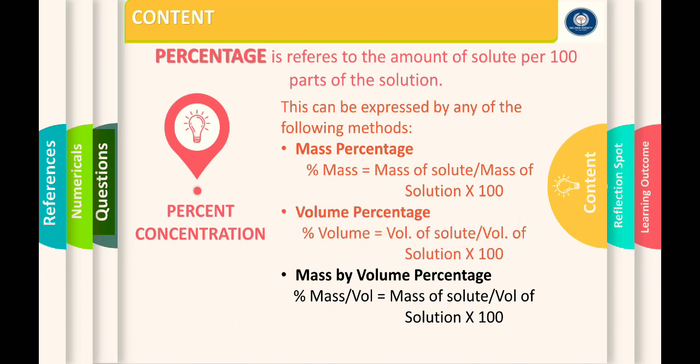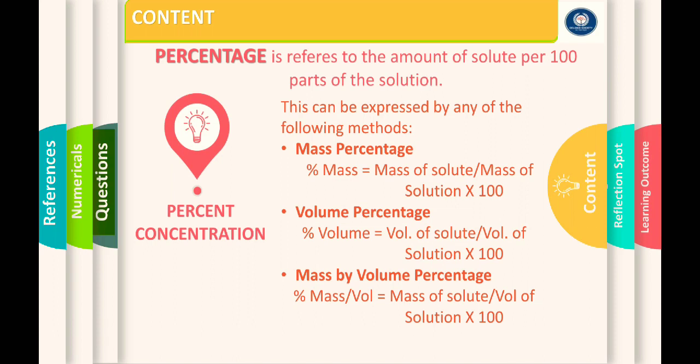Next is volume percentage. Volume percentage is defined as the volume of solute in ml present in 100 ml of solution. According to the definition, the formula is: percent volume is equal to volume of solute over volume of solution, into 100.